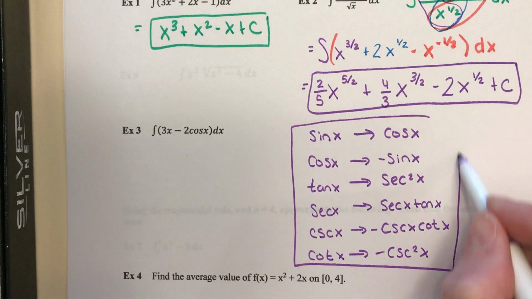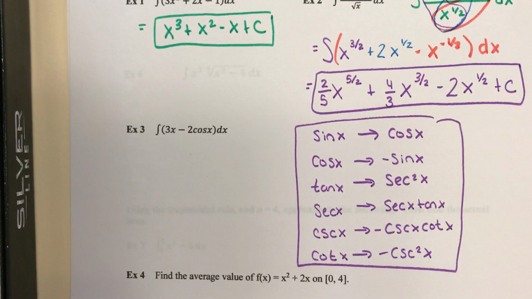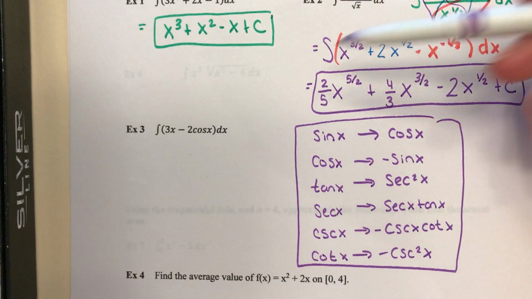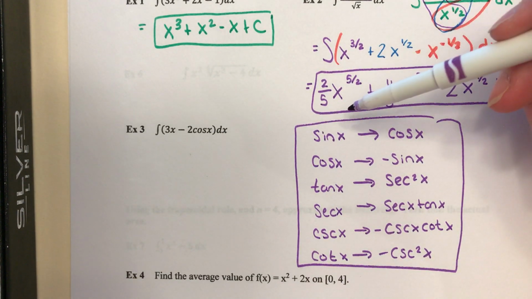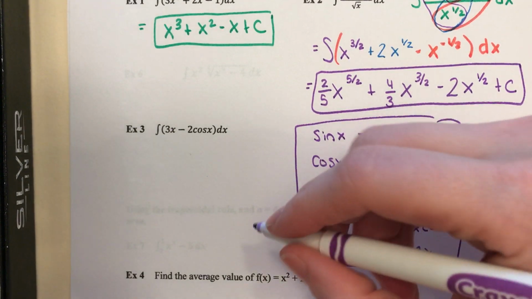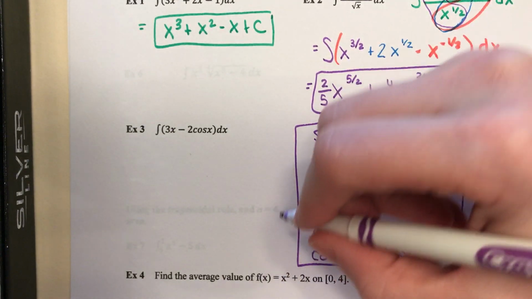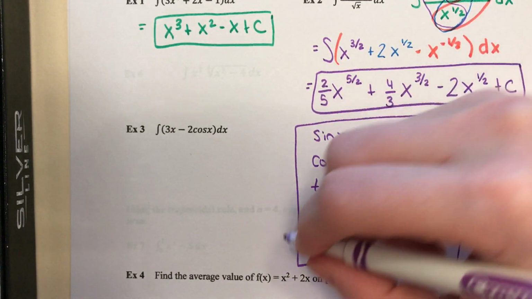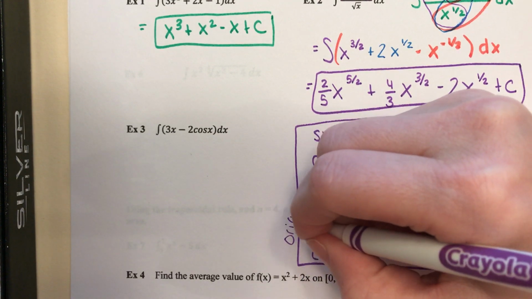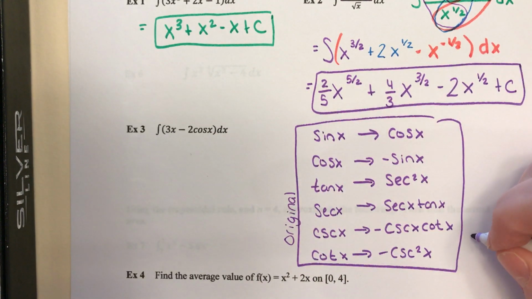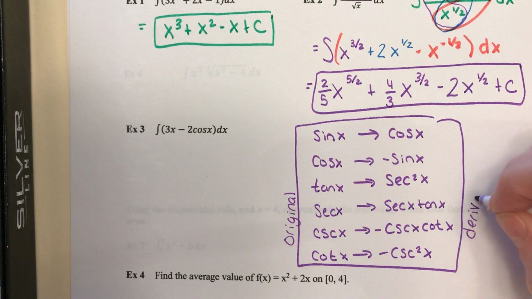We also have those on our note cards, so if you have your note cards handy, you can get those out and look. I always like to write them down so that when I go to take the integral, we're just going to work backwards. So over here, I'm going to label this the original, and over here would be the derivative.